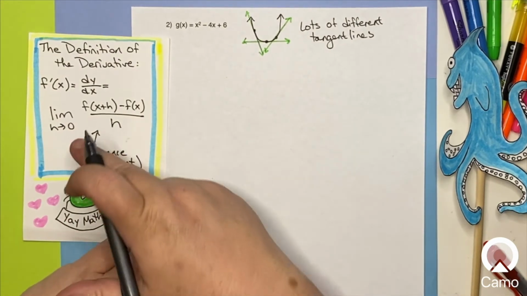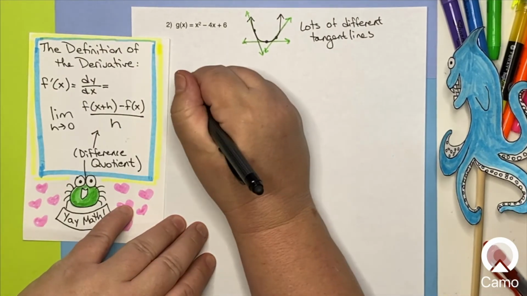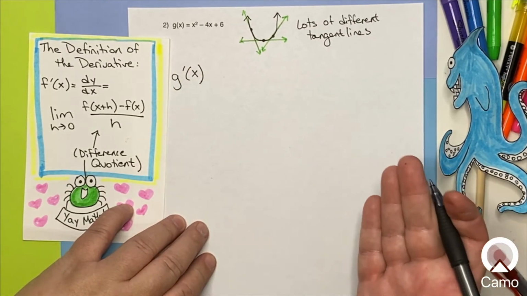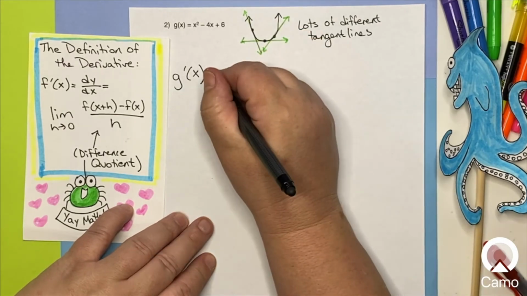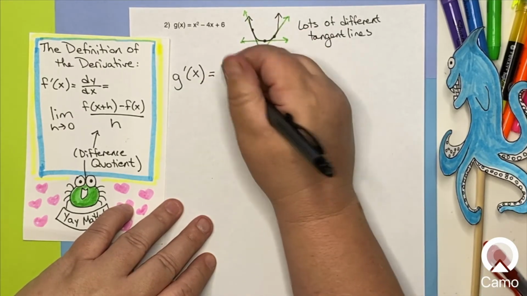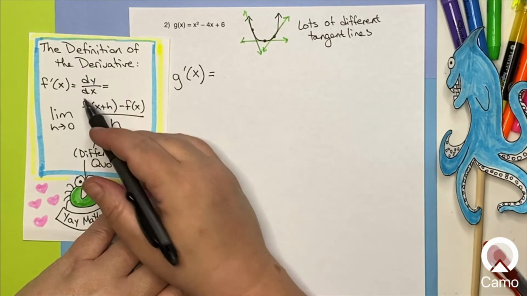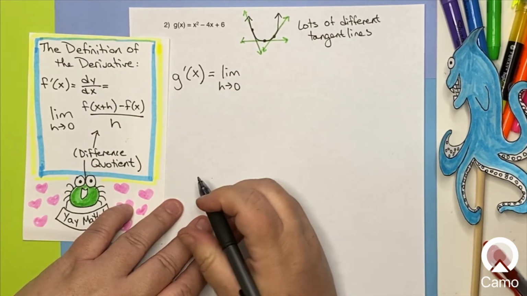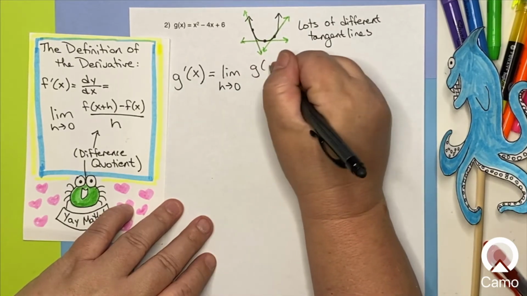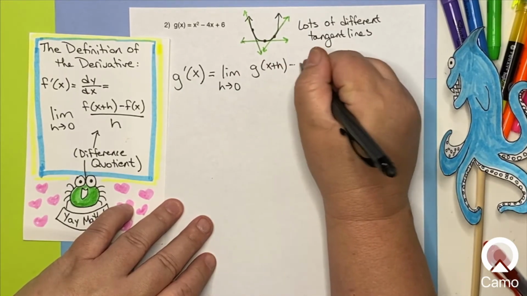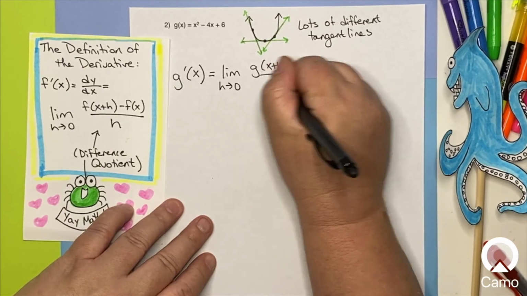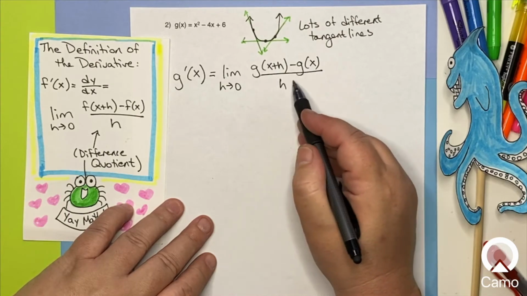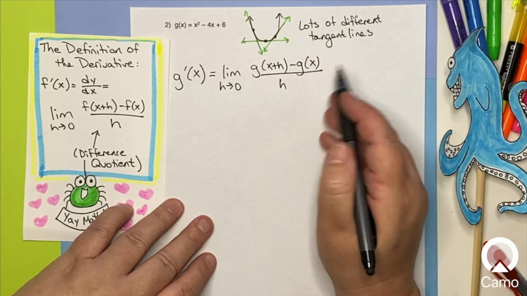Now, I've written the definition of the derivative in terms of f, so we're going to have to rewrite it in g. G prime of x, or the derivative of g of x, is equal to, and you could, if you wanted to, write dy over dx. I'm not going to do that. It's the limit, as h gets very small, of g of x plus h minus g of x, all over h. And remember, this is just that slope. That's that rise over run. That's all it is. It's the difference quotient.